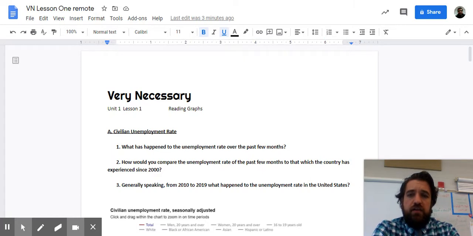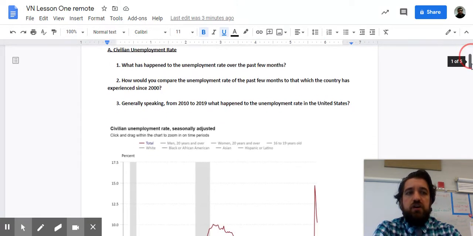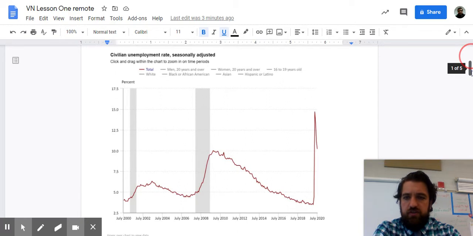So the purpose of the first unit in the first lesson is just to go over how to read a graph, because I don't just want you to know how to read a graph, but also what sort of information you can pull from those graphs. So there's a few different graphs and data tables for you to look at. The first one gives you civilian unemployment rate. Okay, so it's shown right there.